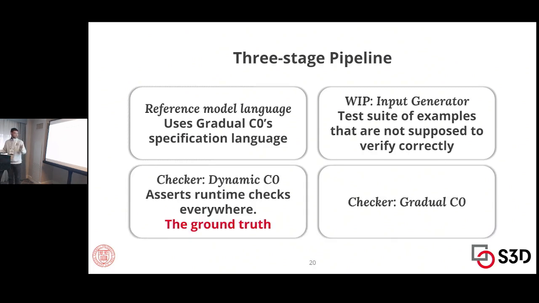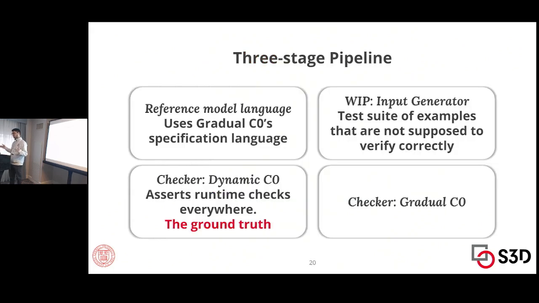And then the checker, which is two parts: Dynamic C0 and Gradual C0. Gradual C0 is just a normally gradually verified program, and Dynamic C0 asserts runtime checks everywhere, and it is said to be the ground truth. We already have a benchmark that checks the fully statically verified programs to compare how well our tool is doing, which is how we got the previous statistics I mentioned earlier, but there's nothing to check if the dynamic verifier is breaking or not, to make sure it's doing the right runtime checks.